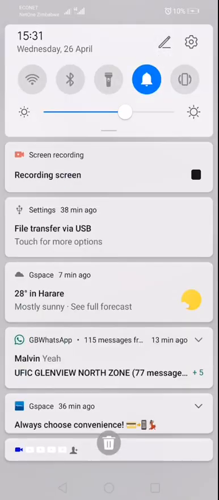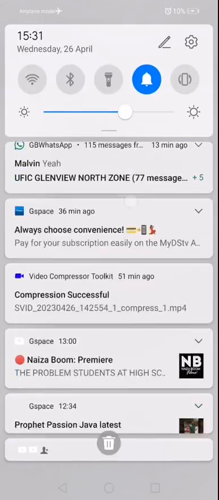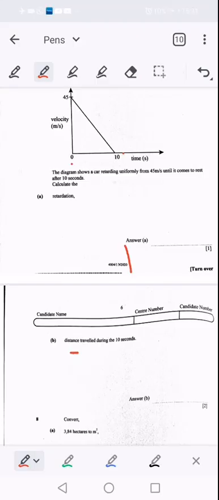Let me switch off my data to avoid disturbance. Okay, right then.